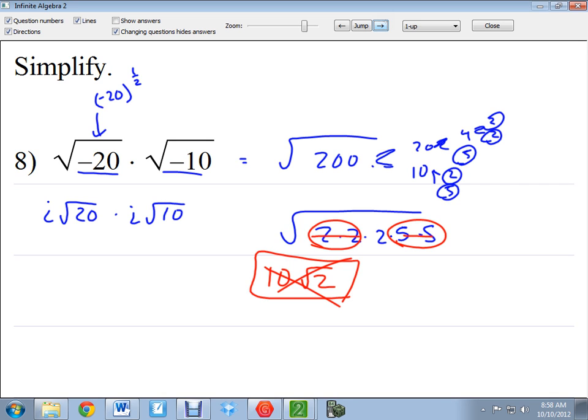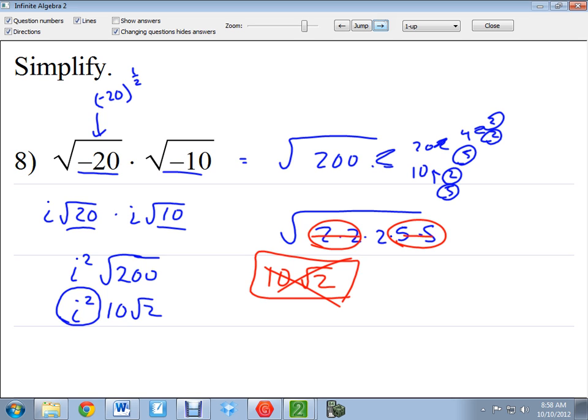I could then have the positive 200 that comes out of here, but now I have an i squared in front of it. So i squared times root 200, which would then be i squared times, by the other math that we just did, 10 root 2. But the question is, what does this i squared mean?